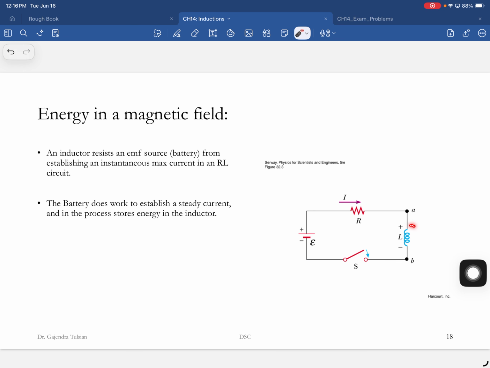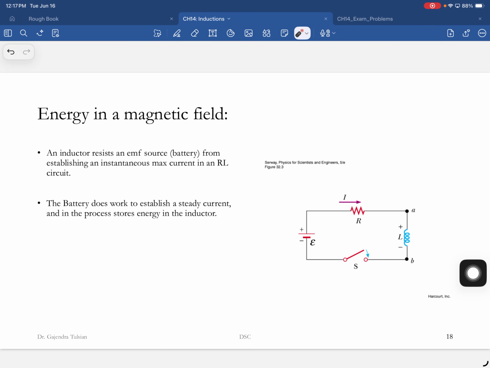So now we'll give you an expression for the energy that's stored in the inductor, okay? So energy is stored in magnetic fields. As soon as you drive a current through this coil, there's a magnetic field inside the coil, and we'll show you the current in the magnetic field. An inductor resists an EMF source from establishing a maximum current in the R.